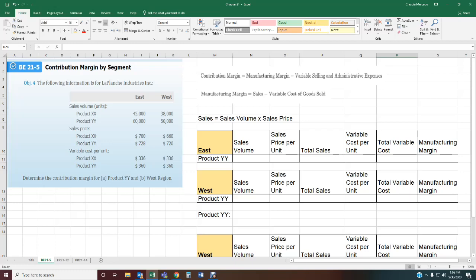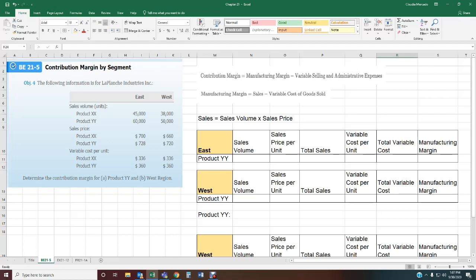So what I've done here is I've set up the first part of the assignment for product YY. They're wanting us to calculate our contribution margin for product YY. Now for product YY, we have 2 regions. We have the East and we have the West. So what have I done? I've set up my East and I've set up my West so I can do my calculations, and I'm only going to focus on product YY.